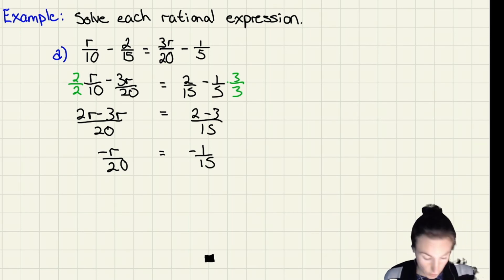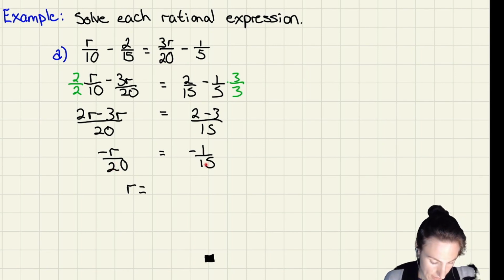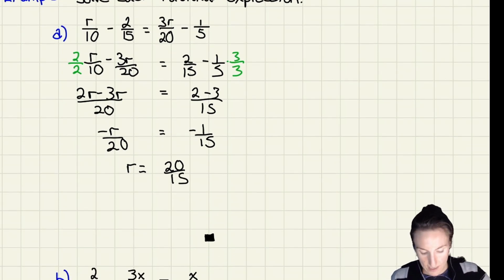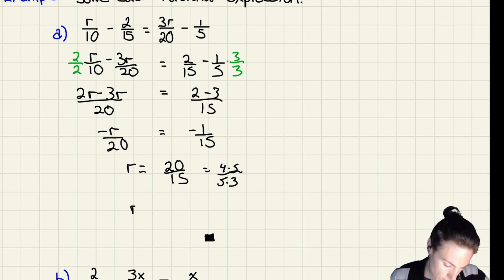The minuses are going to go away, and we're going to cross multiply, which means I'm going to multiply this up to here and this up to here. So we're going to get 20 over 15. And I can write 15 and 20 as 4 times 5 and then 5 times 3. So I'm left with 4 over 3.